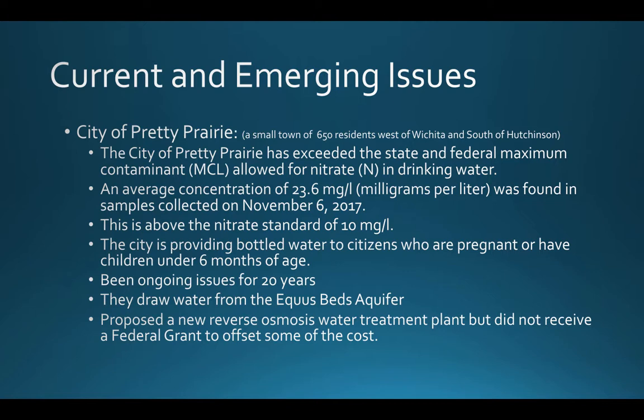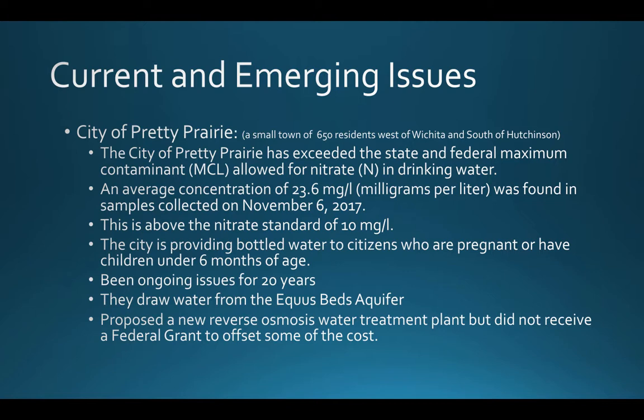And the most recent samples that were collected on November 6th showed that they had 23.6 milligrams per liter of nitrates found in the water. They have drawn water from the Equus Beds Aquifer. It's a shallow well that they have. It's about a 30-foot well that they draw water out of for the city.